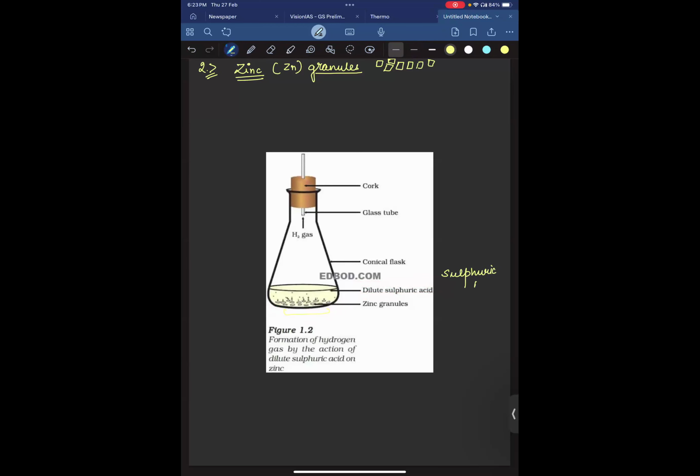Sulfuric acid, H2SO4. H2SO4. So we are going to use dilute H2SO4 and mix it with zinc granules, and we will observe that some reaction has happened. As a result, we will see when zinc granules react with dilute sulfuric acid, it results in release of hydrogen gas.